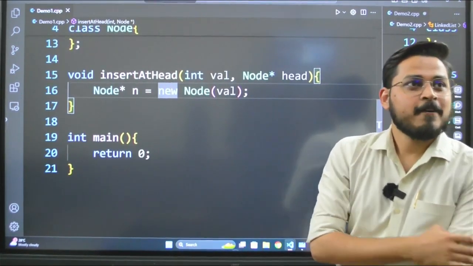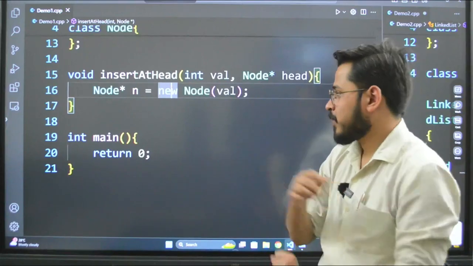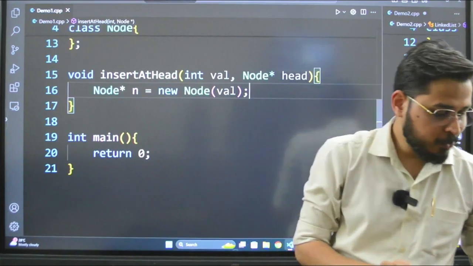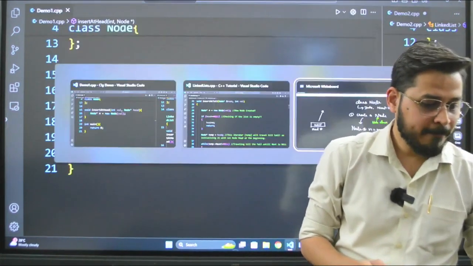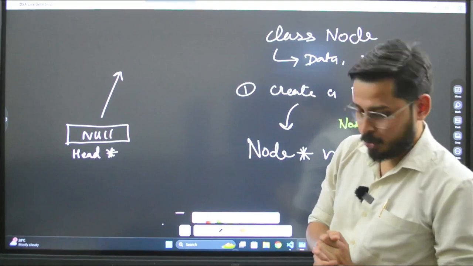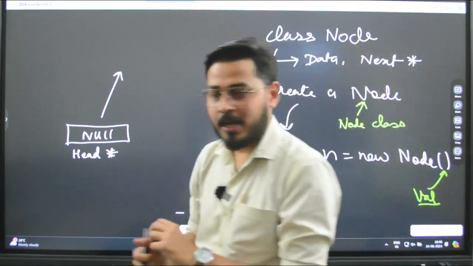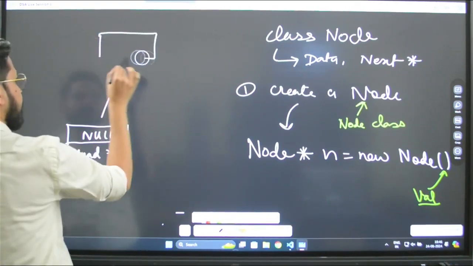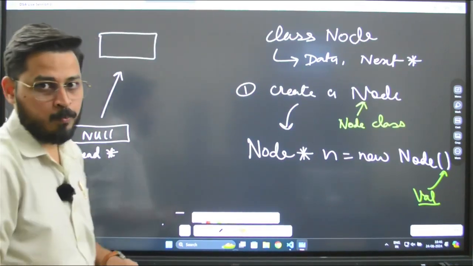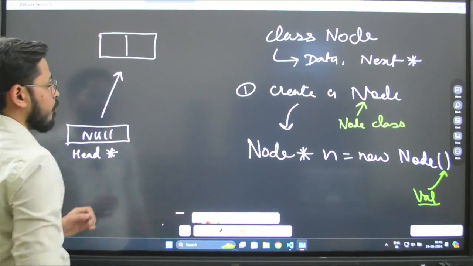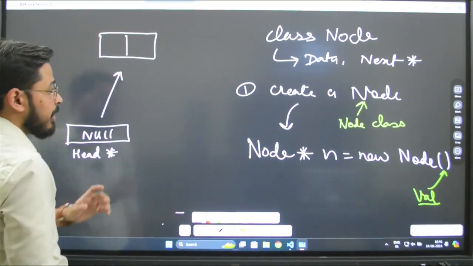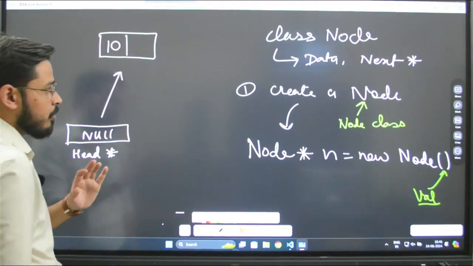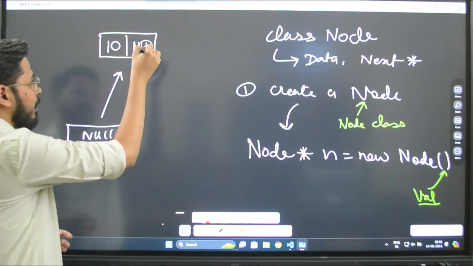Okay. Let's continue. So this is understood. My first step is over. So what did I do? I created the node. So how does that node look? My node looks like this right now, with some data, let us take 10 as the data. By default, the next pointer will be null.